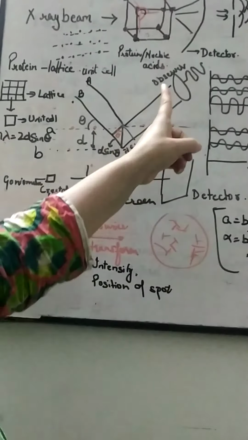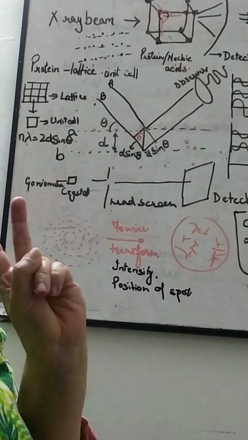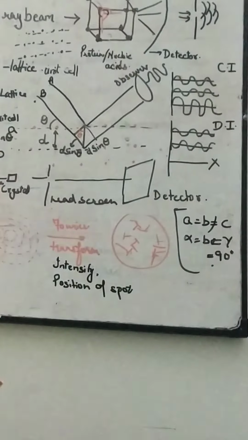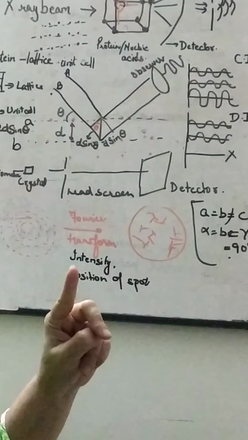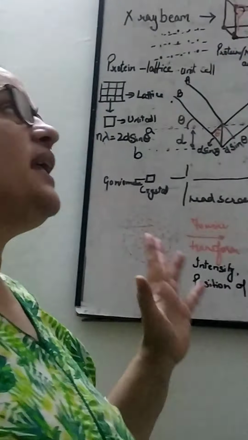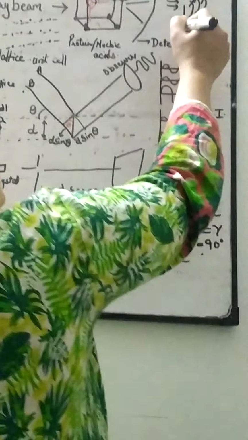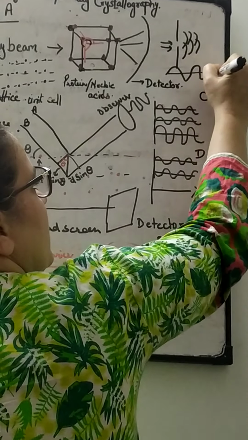Now when he observes it as a single wave, there are two types of phenomena which are occurring in this diffraction. One is constructive interference of the waves, another is destructive interference of the waves. As the name suggests, and as we know, each X-ray has a wave nature, it is an electromagnetic radiation.